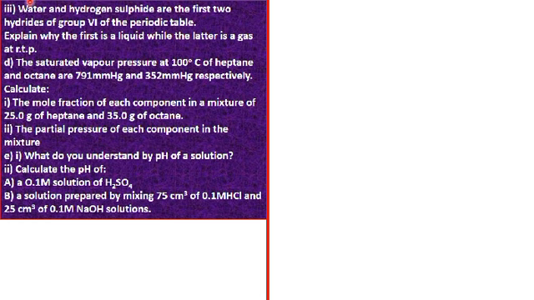Okay, friends, the next part reads that water and hydrogen sulfide are the two first hydrides of group 6. This is Roman numeral 6, not 5, please. It said explain why the first is a liquid and the latter is a gas at room temperature.